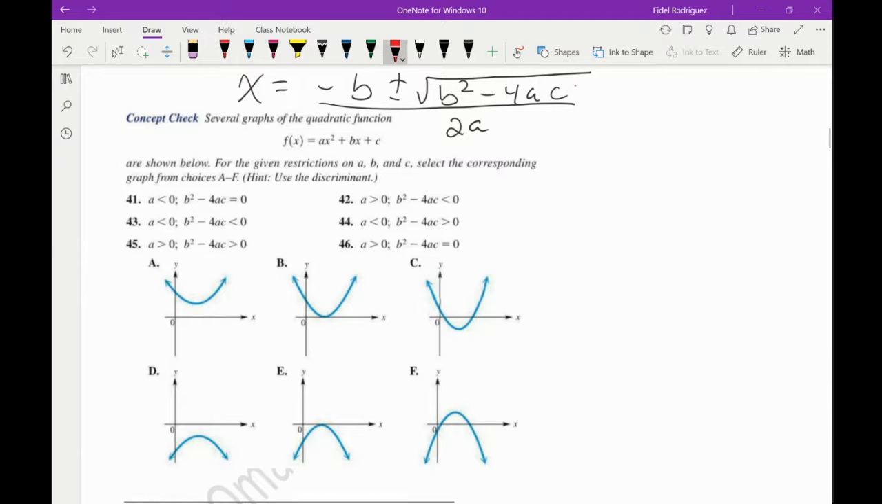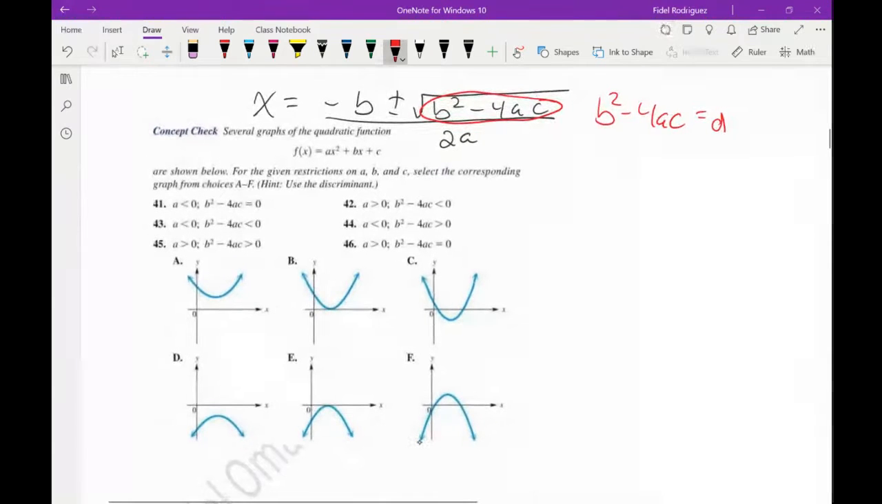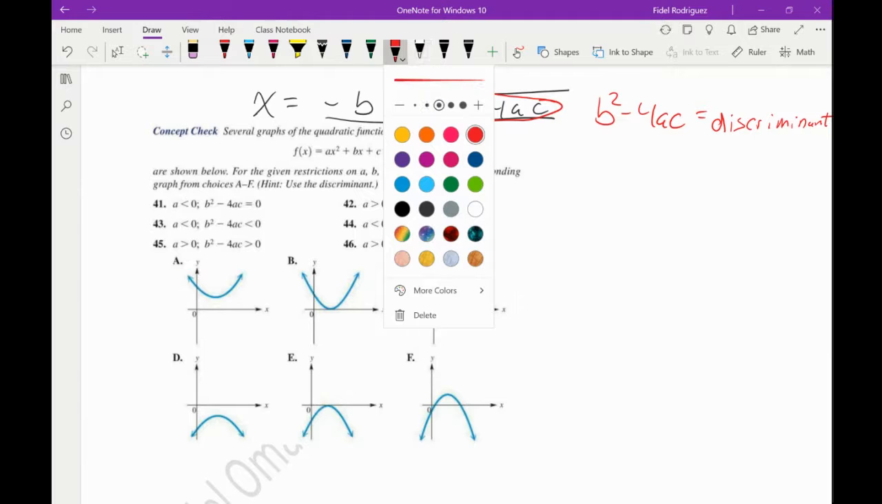Okay, the discriminant is this part right there. And we're going to have a couple of case scenarios. So this number on the inside, this b squared minus 4ac, is what we call the discriminant.